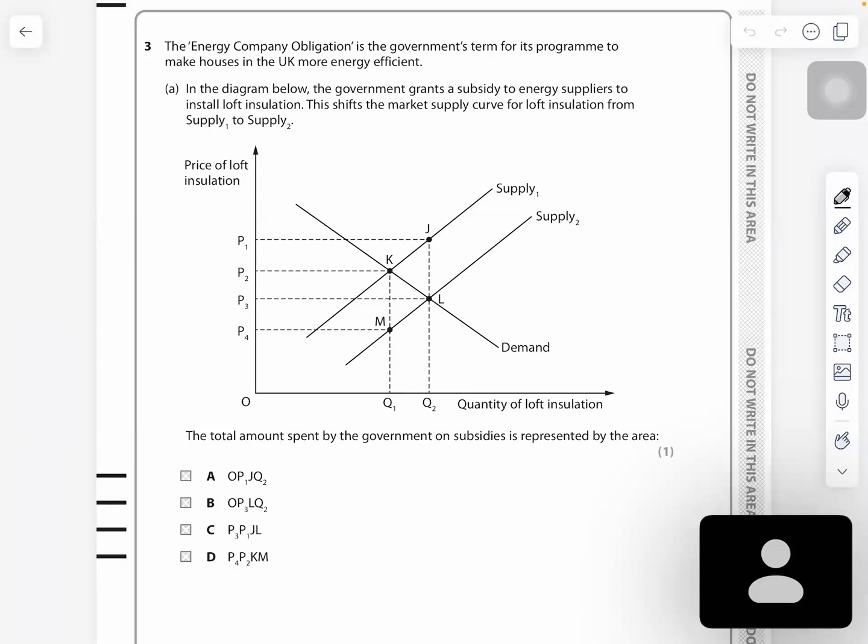Just remember that subsidy affects supply. What you have seen is something different. So just focus that subsidy affects supply curves.